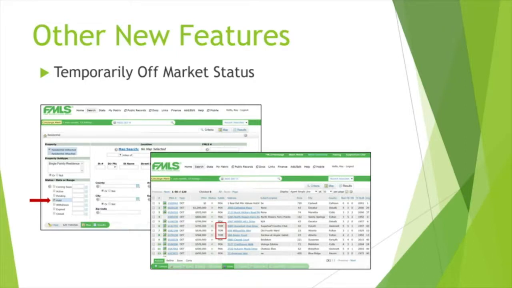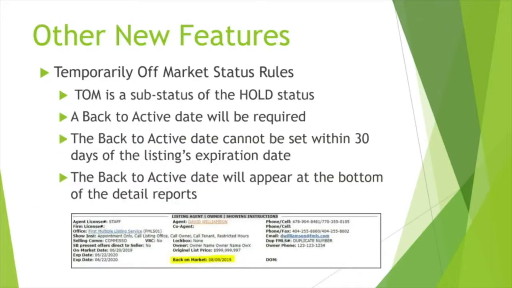And in that status, you can see in that little red box that I have on the results screen there, in the sub-status column, you will see TOM for temporarily off market, and the POA, of course, is pending offer approval. There are a couple of rules that we would like for you to know about temporarily off market as well. I just mentioned that it is the sub-status of the hold status.